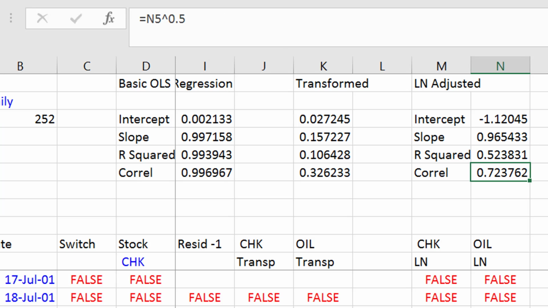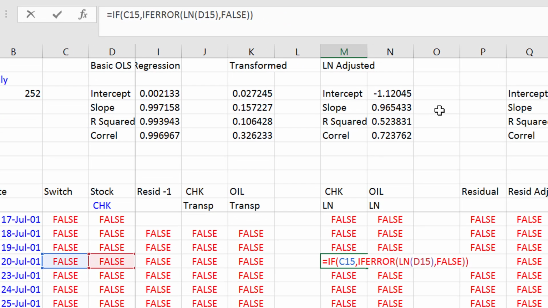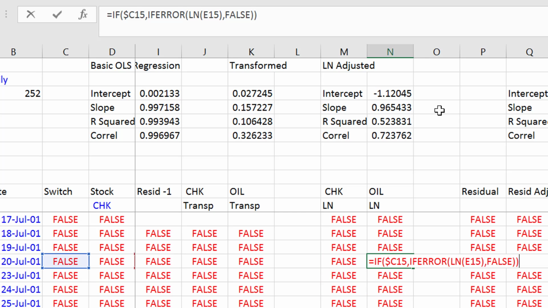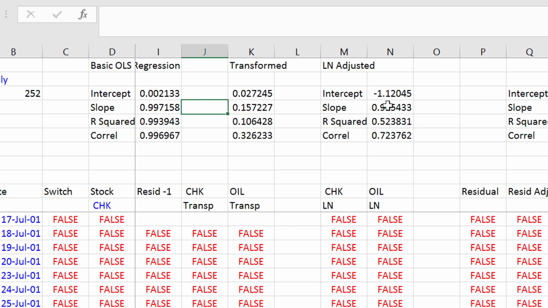All right, and so we first transform these things to logs, and we say, well, we better be careful because if there's a negative number or 0, it doesn't work. So I just put in a false if there is. So we transform these to the logs, and then this is the regression when we transform these to logs.